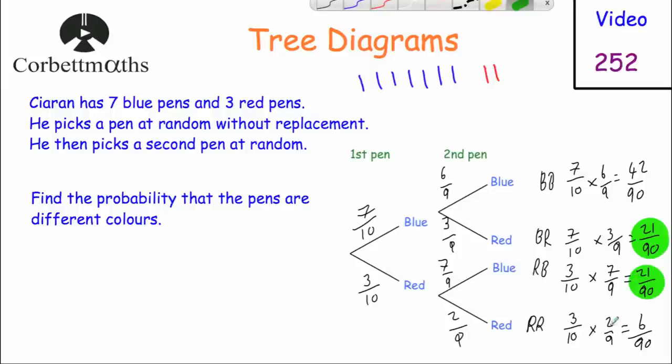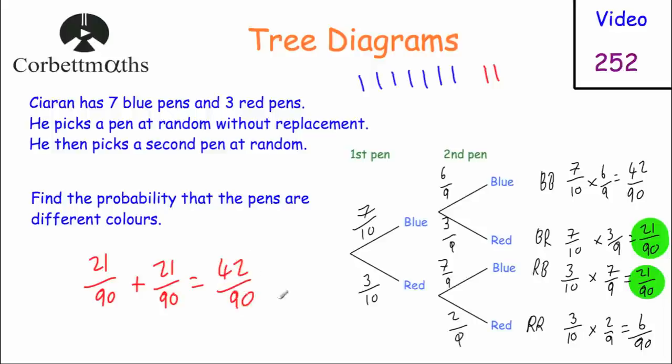And a red and a red wouldn't work, they're both the same colour, so we want to consider these two probabilities. So we're going to be a blue and a red, or a red and a blue. And remember in the OR rule, if it's one probability or another one, we add them together. So we're going to do 21 over 90, plus 21 over 90, and that would be equal to 42 out of 90. So the probability that the pens are different colours would be 42 out of 90, or 42/90.